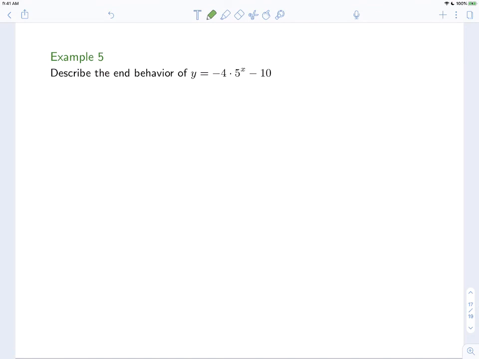For this one, we're just asked to describe the end behavior of the graph. Now, in order to do that, it helps a lot to know what the graph looks like. So we'll probably want to sketch a quick graph, but we won't be quite as precise as we were before. In this case, the parent function is y equals 5 to the x. So if we were to just roughly sketch what that graph looks like, it looks something like that, y equals 5 to the x.